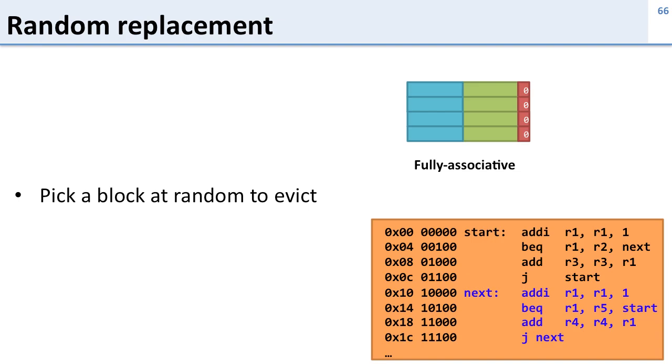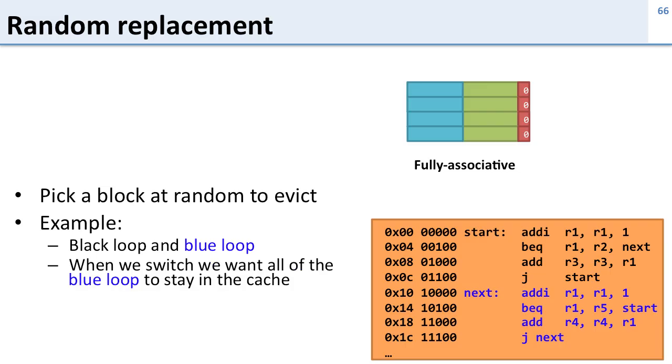So here's random replacement. So we're going to pick a block at random to evict. We have a program here, and this program consists of two loops, a black loop at the top and a blue loop at the bottom. What we ideally want to have happen is when we switch from the black loop to the blue loop, we want all of the blue loop to stay in the cache while we're executing it. Let's see what happens with a random replacement cache. So we execute our first instruction, put it in the cache, our second instruction, put it in the cache, our third instruction, put it in the cache, fourth instruction, put it in the cache.